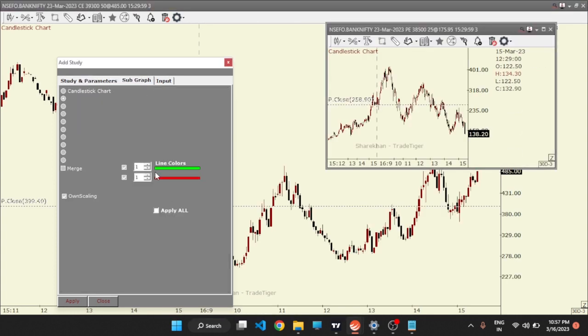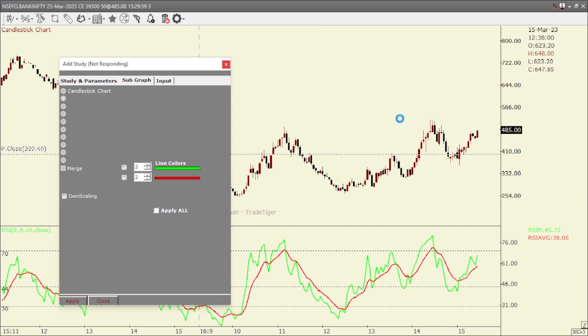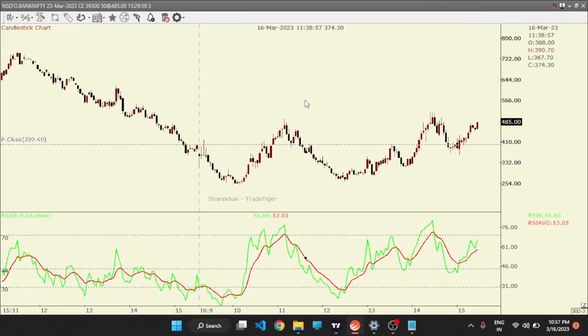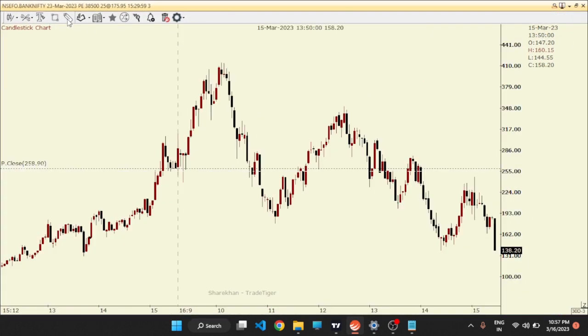And the sub graph, apply. Sorry guys, my internet is quite slow, so it's quite lagging. As you see here, this is the overbought line, this is the oversold line, and this 44 is the middle line. Let's apply the same for the put side also.